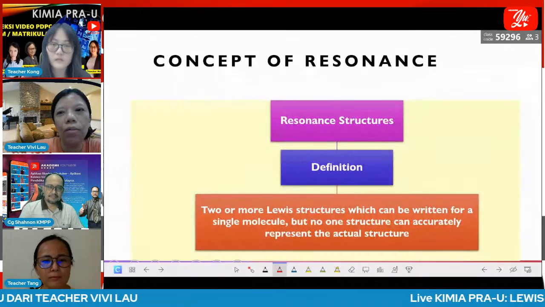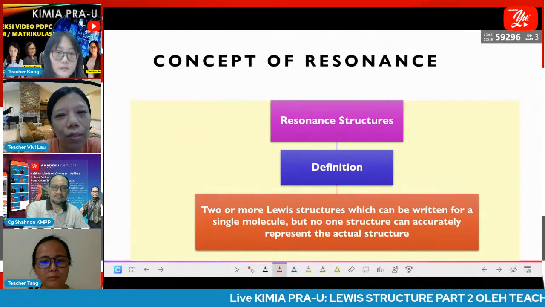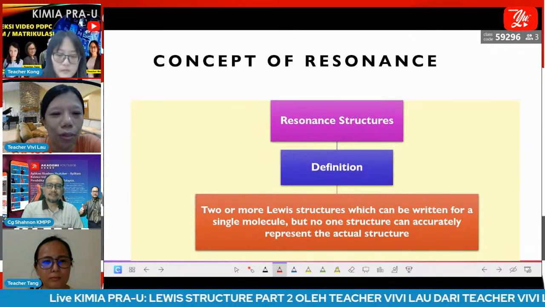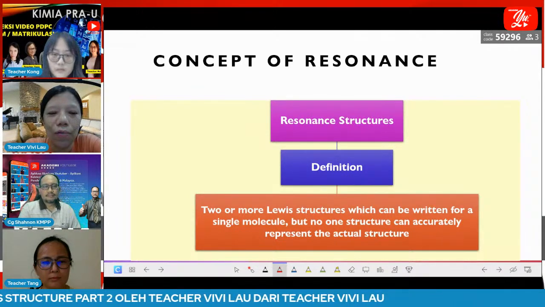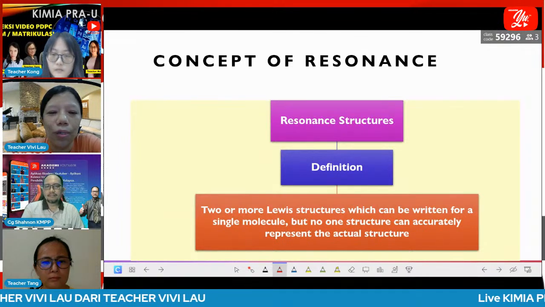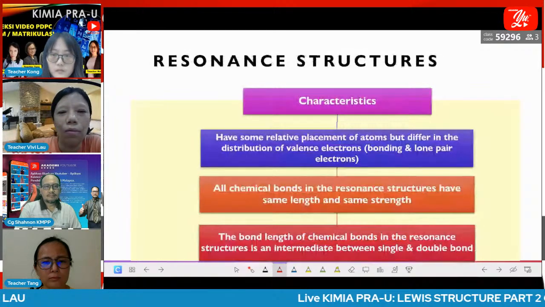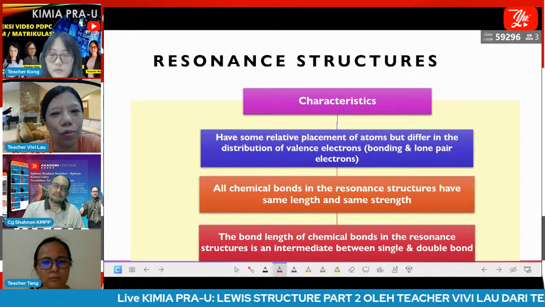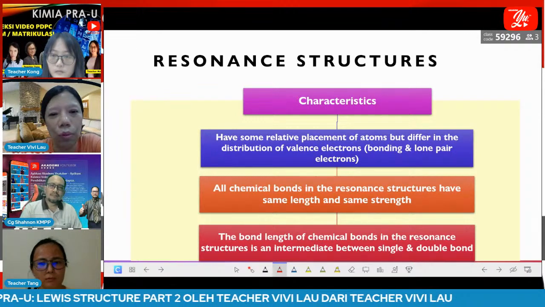Okay, so this is the last topic for today: the concept of resonance. Resonance structures definition: two or more Lewis structures which can be written for a single molecule, but no one structure can accurately represent the actual structure. So for resonance structures, you write out all the possible Lewis structures for the molecule.